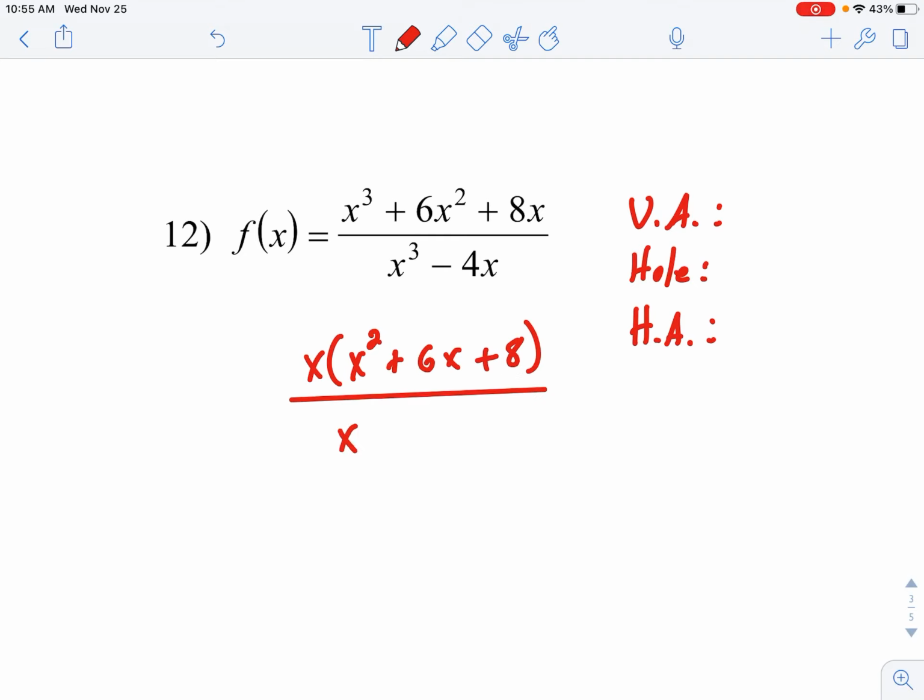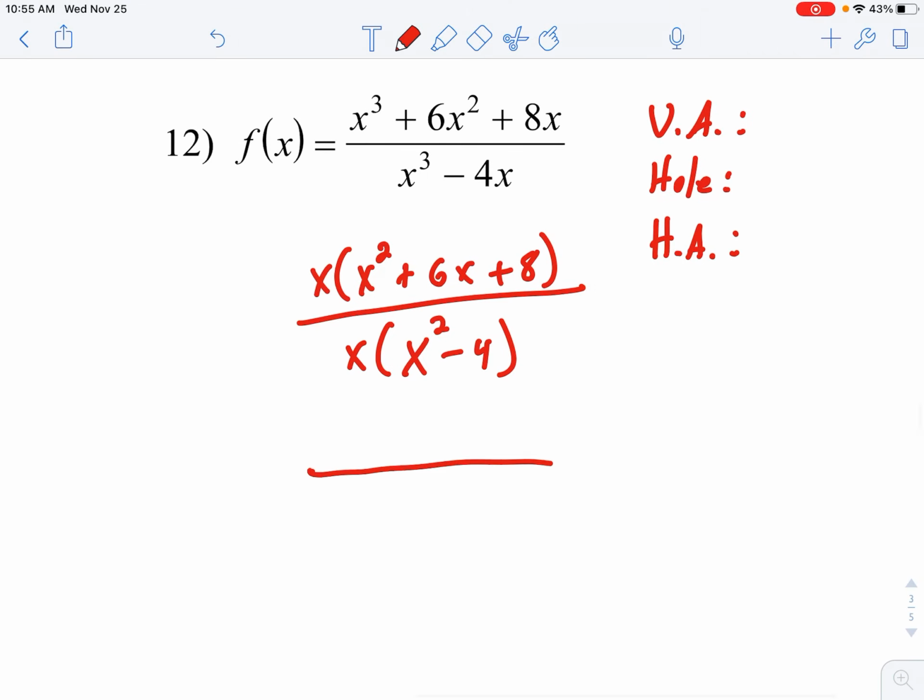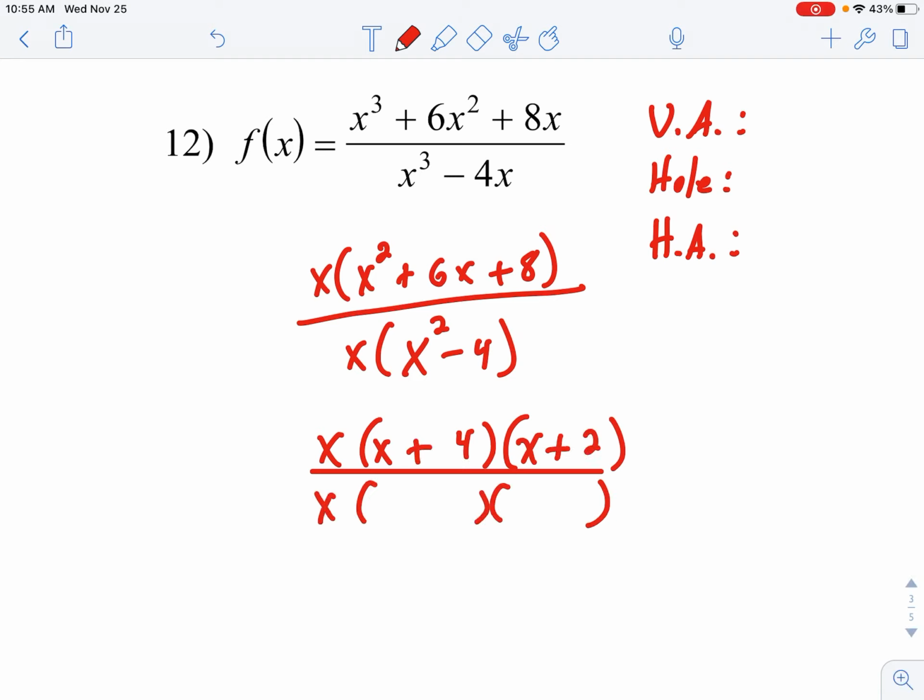The bottom I can factor out an x. I get x squared minus 4. Wow, that's an ugly 2. And I can continue to factor this. So the top is going to be x. Let's see, 4 times 2 is 8. 4 plus 2 is 6. The bottom, what I have here is a difference of squares. So that's (x - 2)(x + 2).